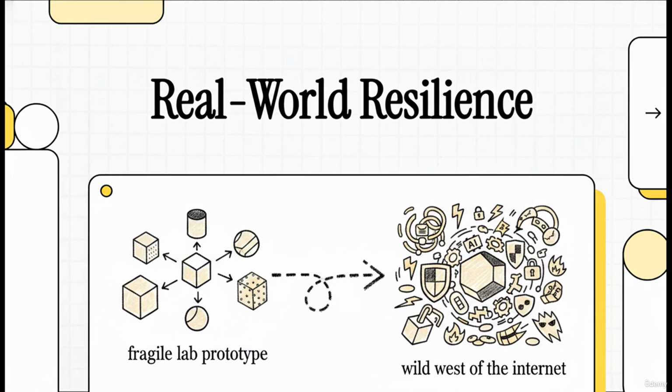If you've been following along with us, you know we've already built some pretty incredibly capable AI models. But today we're making the ultimate leap. We are taking the journey from those fragile, perfect world lab prototypes and turning them into battle-tested, real-world AI agents. We are literally going to equip our agents to survive the absolute wild west of the internet. It's going to be a fun one.